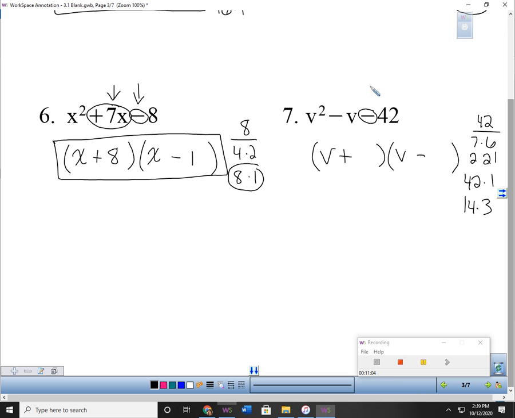So I need the combination of numbers that will subtract to make 1. So that's 7 and 6. And I want this middle number to be negative, so therefore I'm going to put the bigger number with the minus sign.